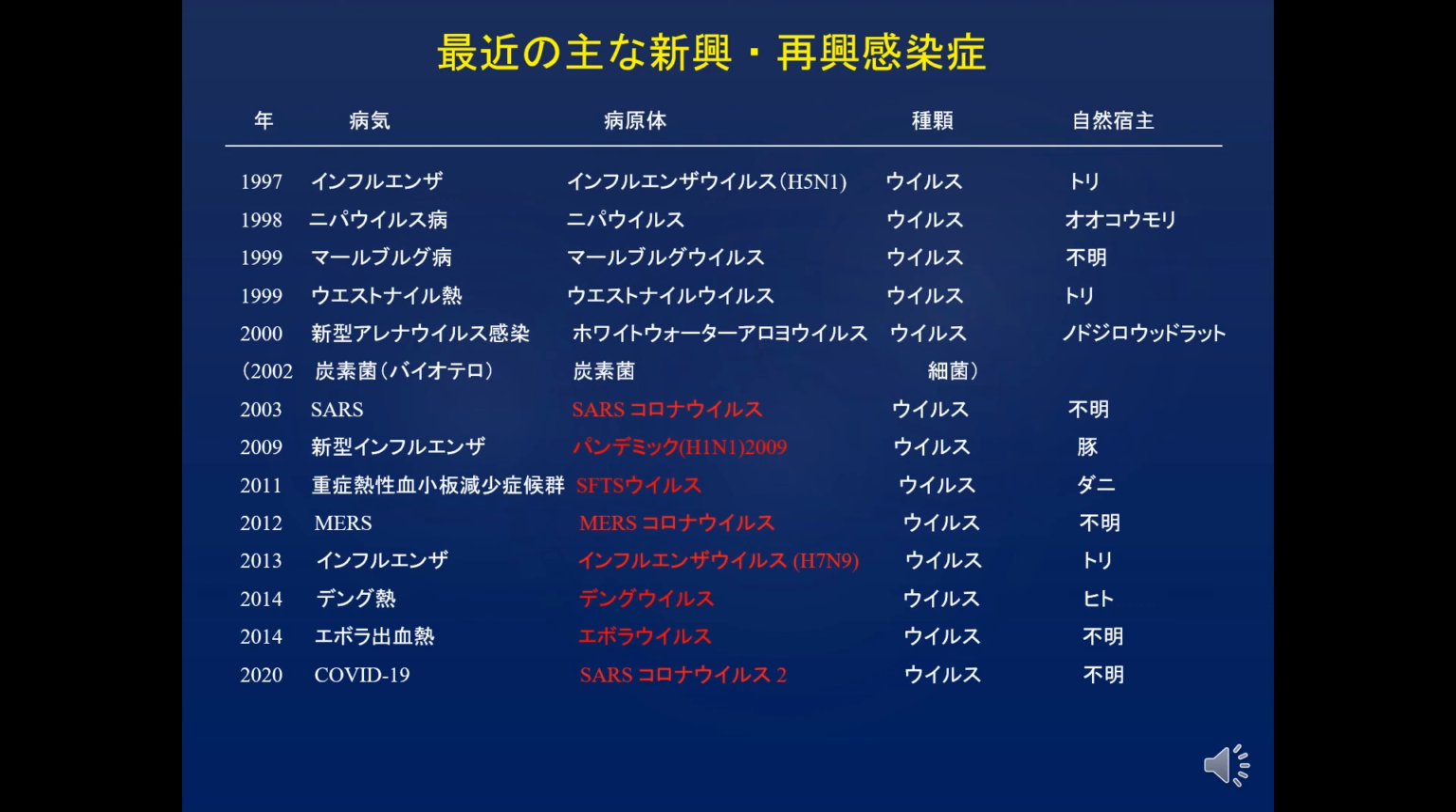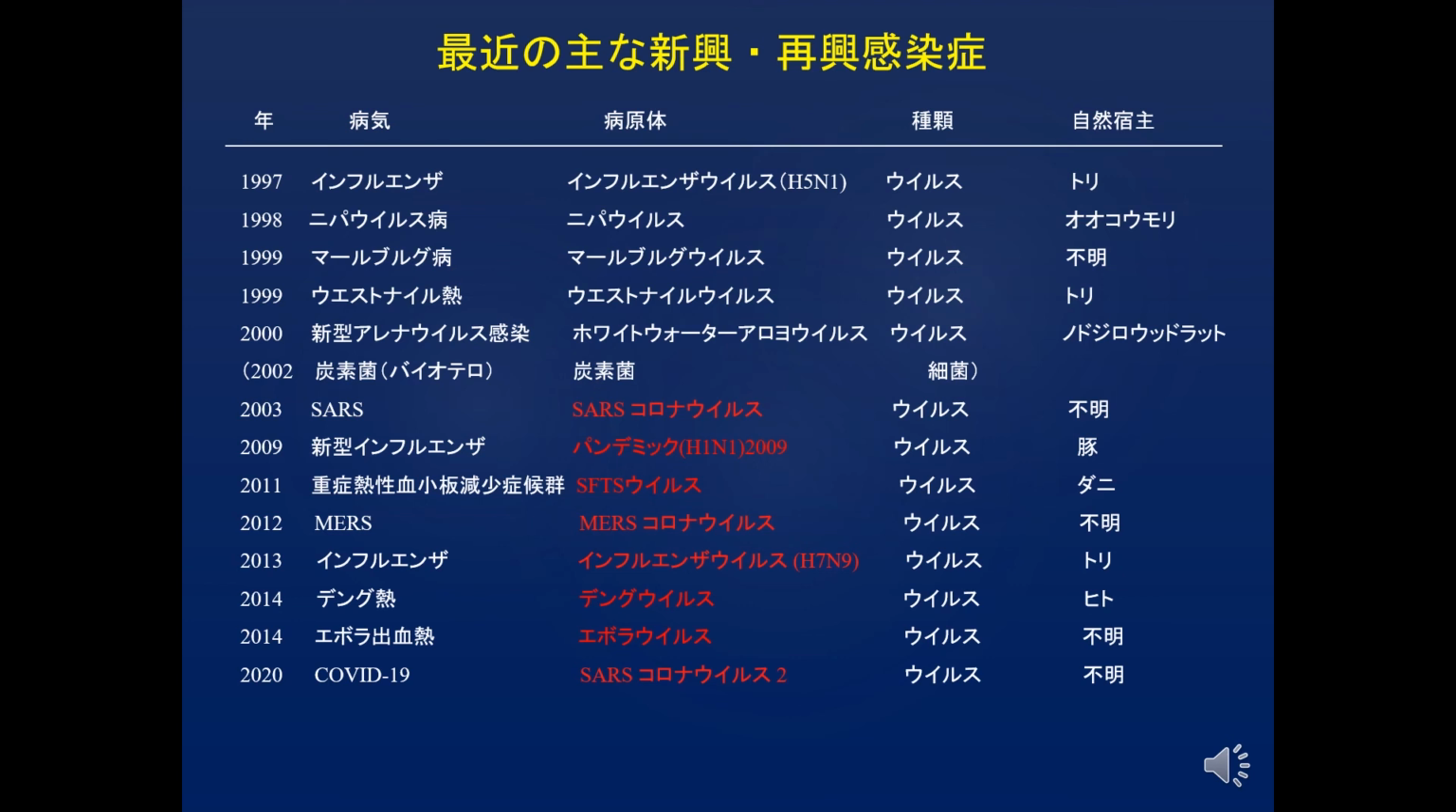This is the list. In 1997, we had the H5N1 avian flu virus. And in 2003, 6 years later, in Guangdong near Hong Kong, we had SARS. At that time, as I was involved in the SARS assignment, I thought this was the first and the last occasion. But in fact, in 2009, we had H1N1 flu, and SFTS, MERS, and H7N9, and dengue, and Ebola, and COVID-19. So after every few years, we have a repeated incidence of emergent infections.